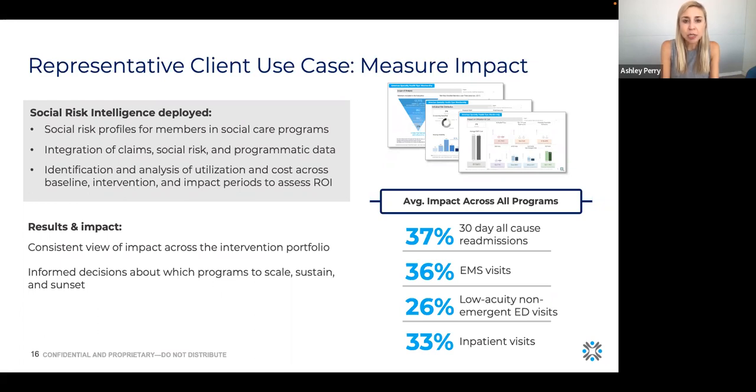So from the plan's perspective, as they make decisions about investing in those programs going forward, it makes more sense for them to think about scaling the one that's driving outsized impact rather than continuing to invest equally in them.